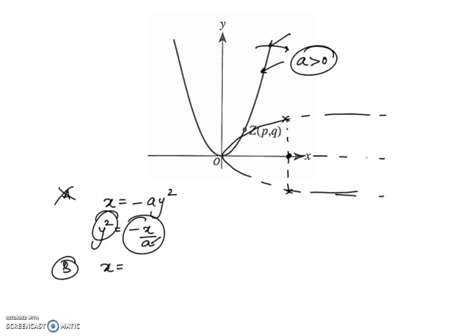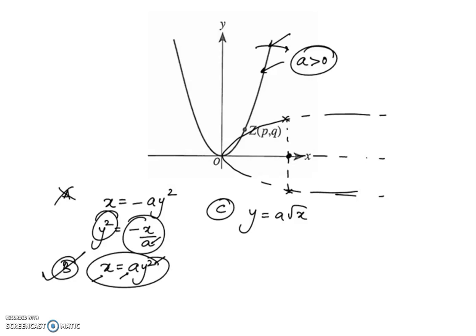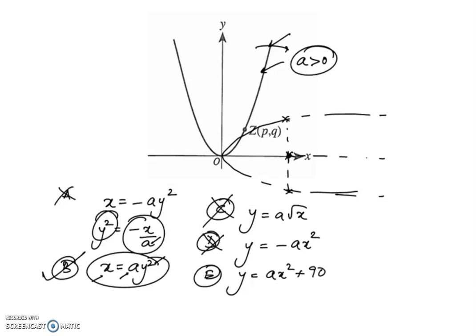B is x equal to ay squared. That would give me two values of y. Both x and a are positive. So that's a possible answer. C just gives me one value for y. And you notice here, for each value of x, we have to have two values of y. So that doesn't work. D, again, it's going to give me one value. So that one is out. And E is also out. Same thing, for a given value of x, it's going to give me one value. So you can get to the answer this way.